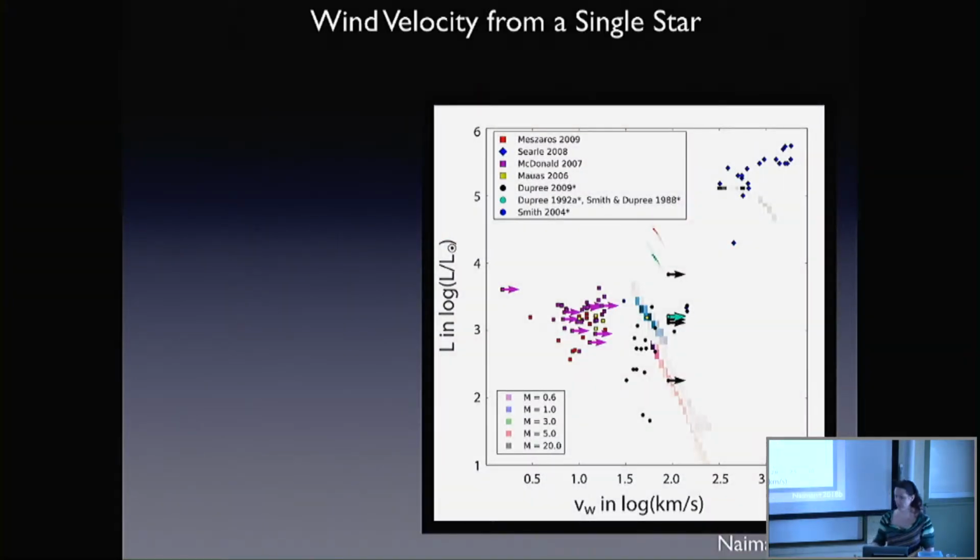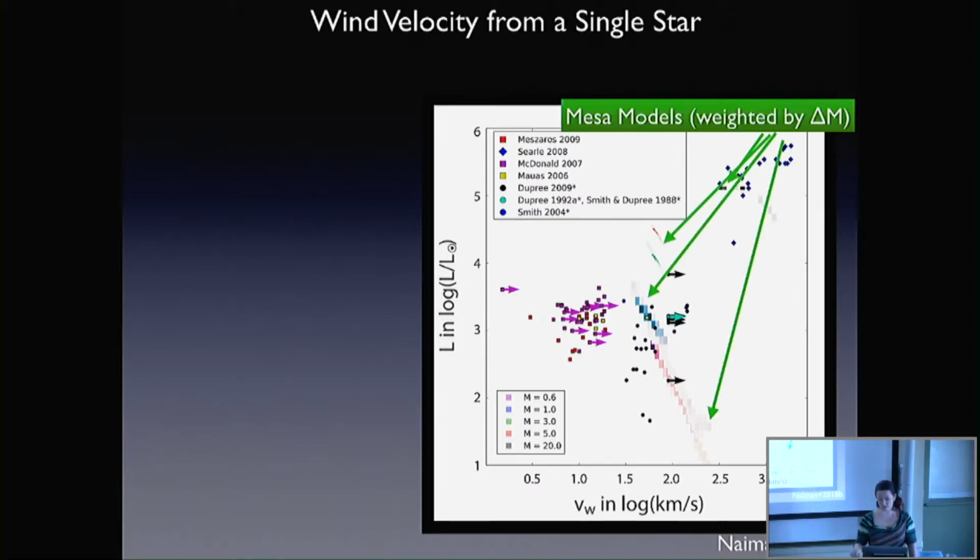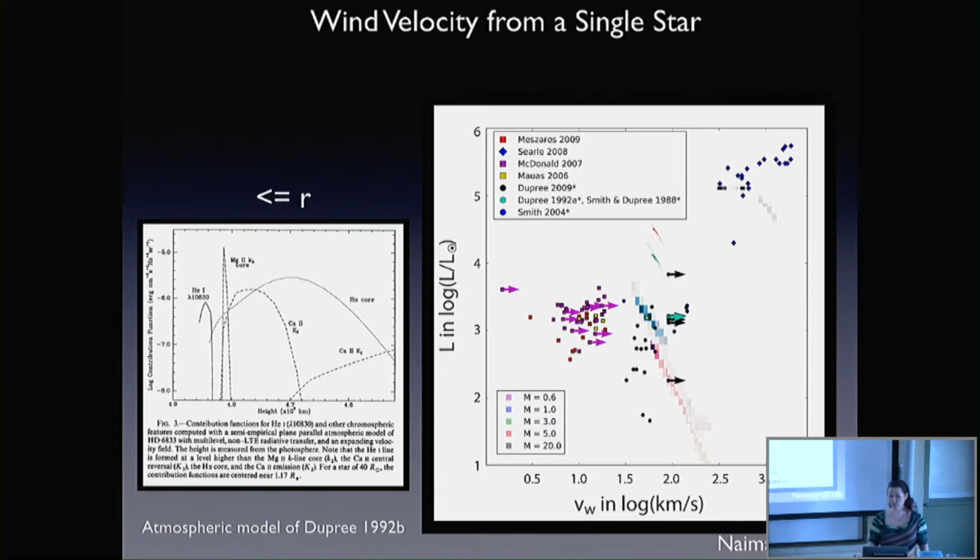And so here's sort of a compilation of observations. So this is, again, wind velocity in log on the x, and then luminosity on the y there. And then these funny little histograms are from our MESA stellar evolution models. So those are the ranges over the lifetimes of those stars. And they're weighted by the change in mass. And so there's sort of these two groups of observations you can see, and they come from different places.